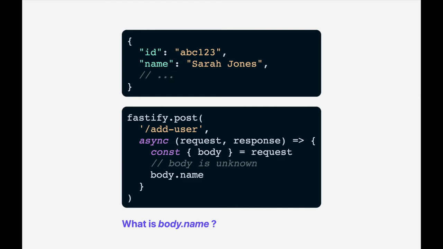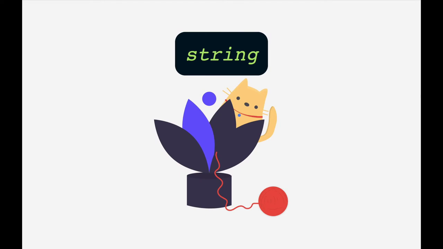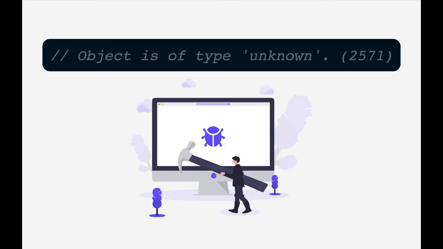So by setting the body property of the request object to unknown, the call to body.name will actually not result in a string, but in an error. In fact, a TypeScript error. So your code won't even compile. In this case, the error you're going to receive is: object is of type unknown.